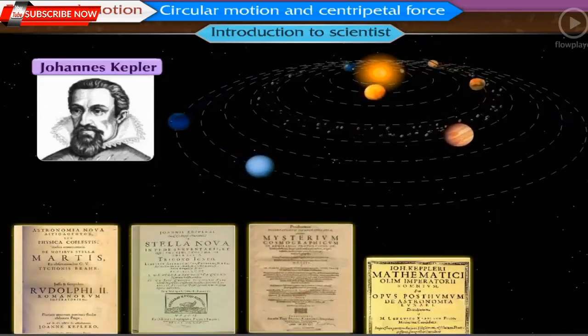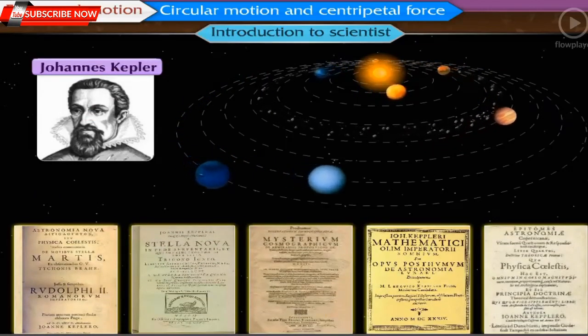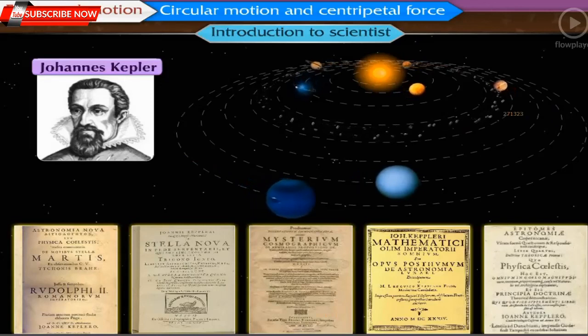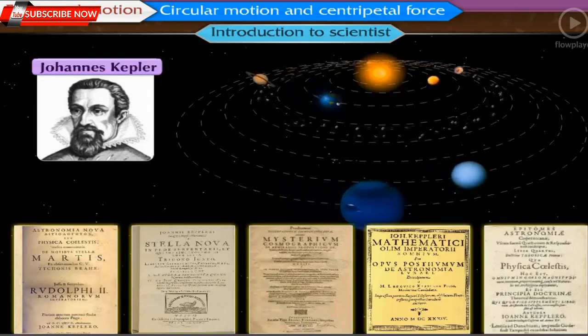He wrote several books. Kepler's work was later used by Newton in postulating his law of gravitation.